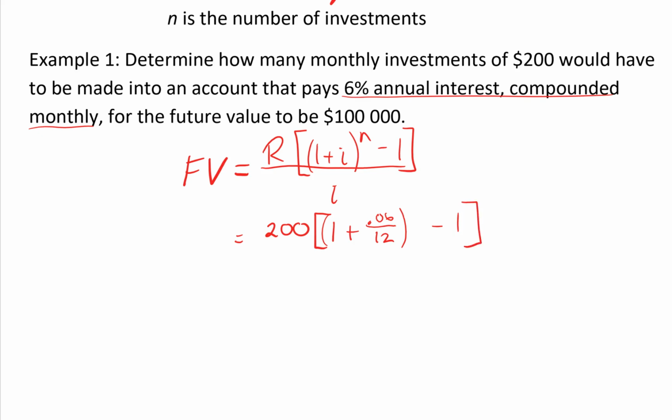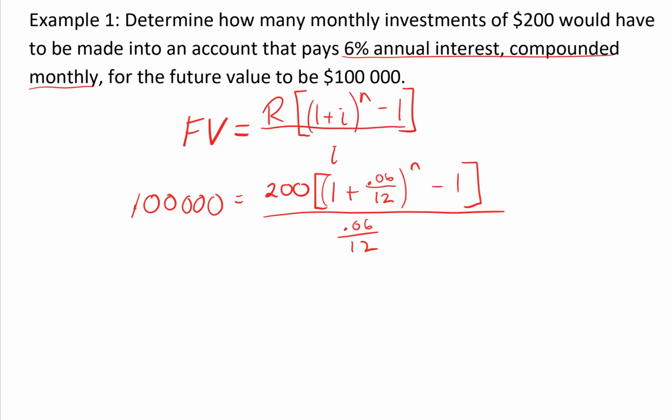Sorry, we don't know the number of investments. We don't know how many times. It says how many monthly investments. So we don't know N. Okay, and down here again, we'll put 0.06 over 12. And they tell us that the future value or the final value is $100,000. Now, I don't know about you, but this is a pretty interesting question. I want to know how many times do I have to put $200 in the bank so that I can have $100,000. Not bad. Okay, what now?